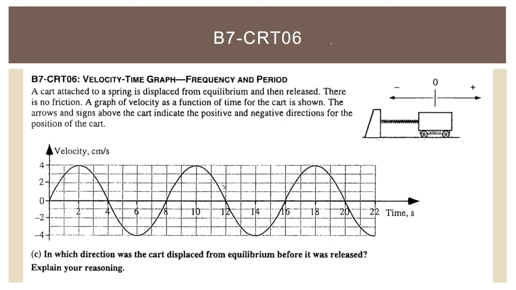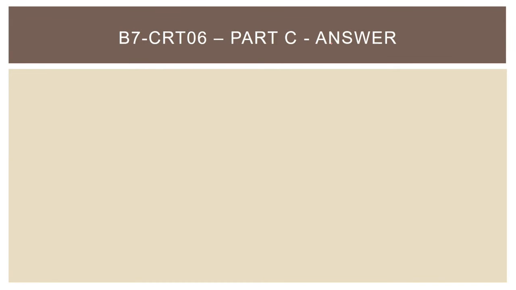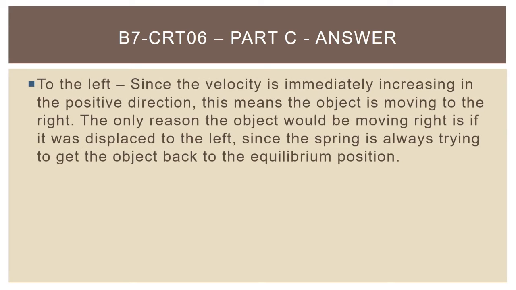All right, now there are a couple of ways that you can look at this here. And so I just want to jump right to the explanation here. The object was displaced to the left. The first way you could say it is that since the velocity is immediately increasing in the positive direction, it means the object is moving to the right. The only reason the object would be moving to the right, though, is if it was displaced to the left, since the spring is always trying to get the object back to its equilibrium position. It's an important thing to realize.